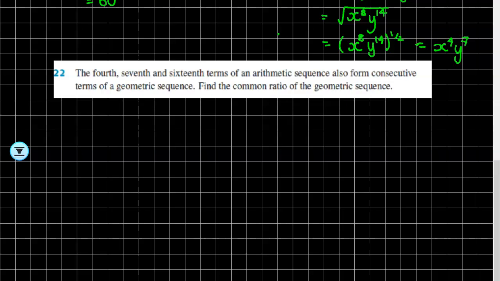So we could leave you suffering for quite some time. I can see some of the frowny faces, which means we're thinking, and that's good. But here we go. The 4th, 7th, and 16th terms of an arithmetic sequence also form consecutive terms of a geometric sequence. The only thing that I can think of at the moment is T4. If I'm putting that into my Tn equals A plus n take 1 times D, I could say that's A plus 4D. Would you agree?